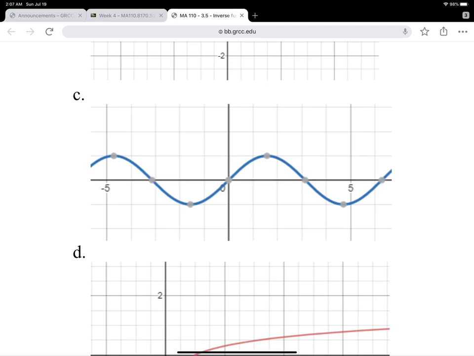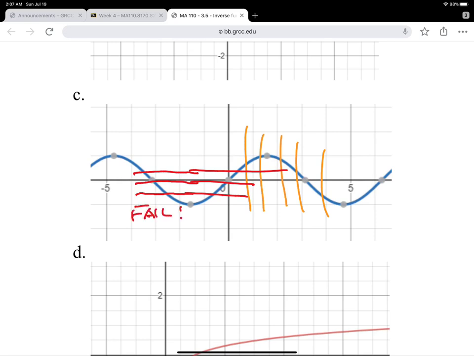Alright, this again, it passes all the vertical lines and all the horizontal lines. Wait, does it? Did I just say that? No! It failed the horizontal line test. This fails the horizontal line test, so this is not 1-to-1. You thought I was sleeping, weren't you?